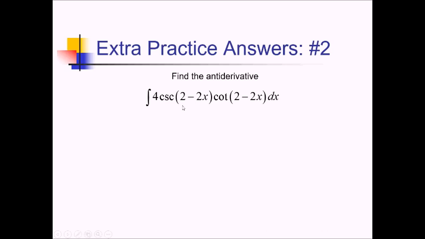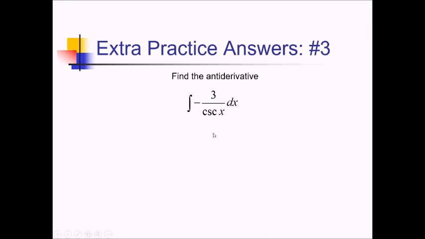So let's see here. We end up with a negative 4 cosecant cotangent of this stuff initially, but we're dividing by negative 2. So when all is said and done, to go with our cosecant of 2 minus 2x, we're also going to have a positive 2 out there because we initially had a negative 4 and we're dividing by a negative 2. And then don't forget the plus c.